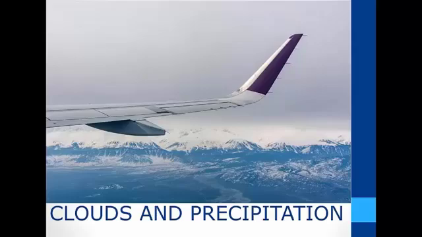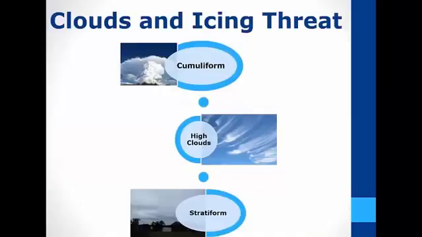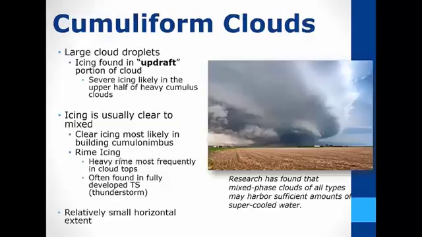So let's talk a little bit about clouds and what you might see out there, and what the severity of icing is with clouds. So we'll talk about cumulus clouds, high clouds, and then stratiform clouds. Cumulus clouds are basically clouds that have a puffy appearance, and with the cumulus clouds you can have clear to mixed ice because you're typically dealing with larger droplet sizes in cumulus clouds itself.